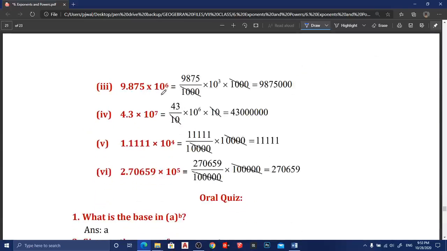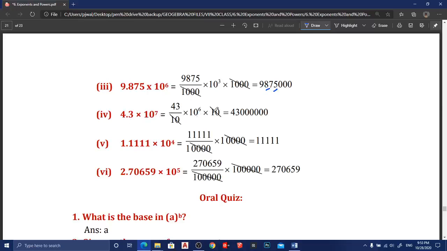9.875 into 10 to the power of 6. So remove this point. 9,875 by 1000 into 10 cube into 10,000. To cancel this 1000, I am splitting this as 10 cube into 10 cube. Okay, 10 cube means 1000. 1000 gets cancelled here. Here, this you get. How much here? 98,75,000.